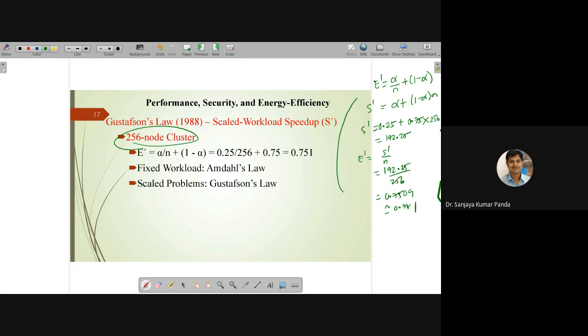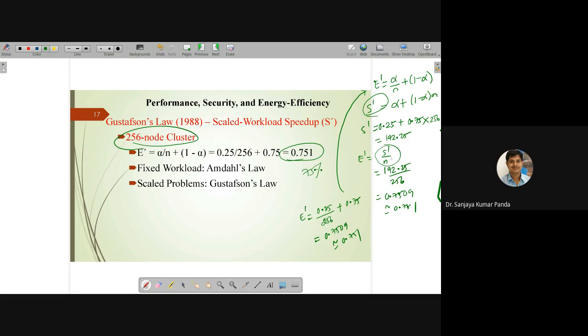Or you can directly calculate efficiency: E days is equal to alpha divided by n plus 1 minus alpha. Alpha is 0.25, n is 256, and 1 minus alpha is 0.75. So 0.25 divided by 256 plus 0.75 is 0.7509, or equivalent to 0.751. Both ways you can do it: either calculate the speed up factor and divide it by n, or directly put it in this formula. So you can see the efficiency is now 75%.